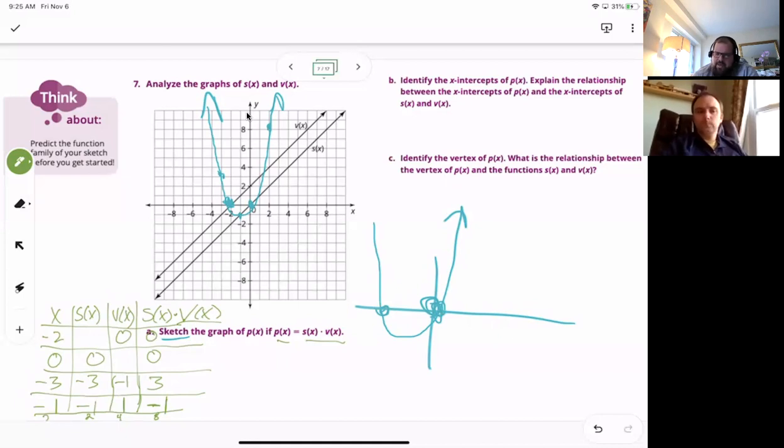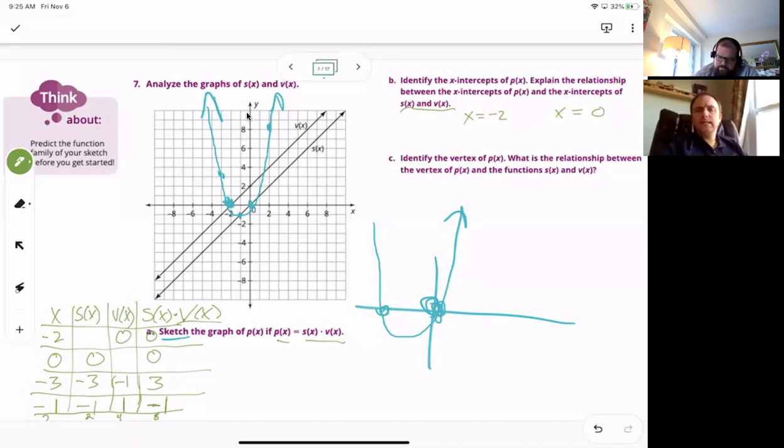All right, so looking at question B, identify the x-intercepts, explain the relationship. So we have the x-intercepts. The x-intercepts are at x equals -2 and at x equals 0. And we got those because when we multiplied those things together, we got 0 as an answer. And that came from each of the things we're multiplying, which also had 0 as a value at those places. So I think what this is saying is that the x-intercepts of the lines were the same as the x-intercepts of the parabola.